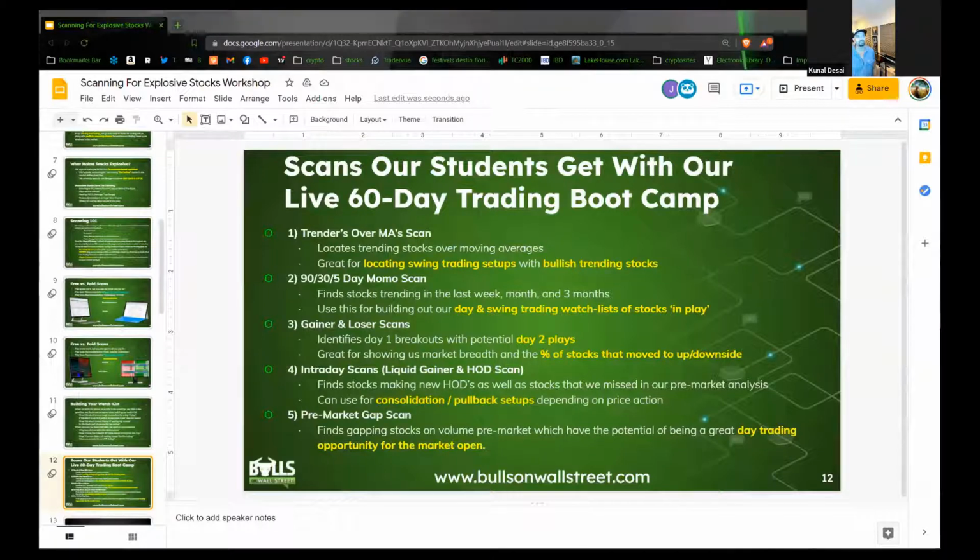If we're looking for stocks that are just trending, the hot stocks of the day, of the month, I use a trender over moving averages scan. That's a scan that's essentially telling me what stocks are trending above their major moving averages. I'll show you how to look at those in a second. These are great for locating swing trading setups with bullish trending stocks.